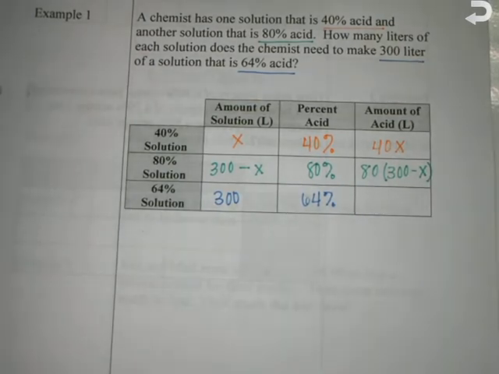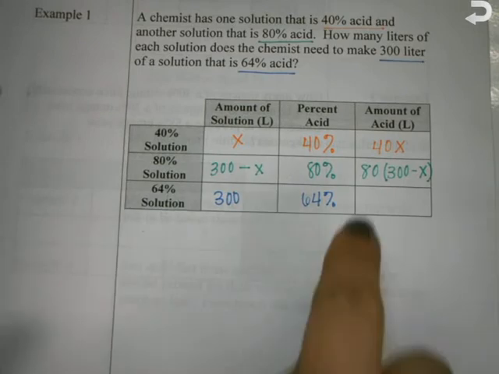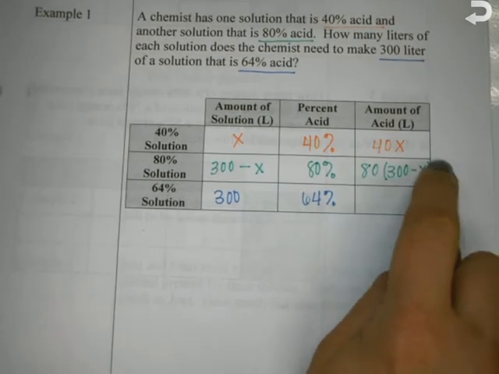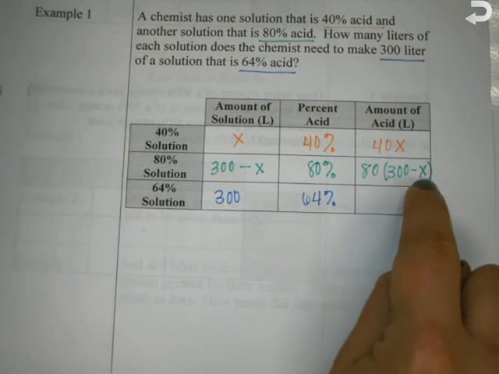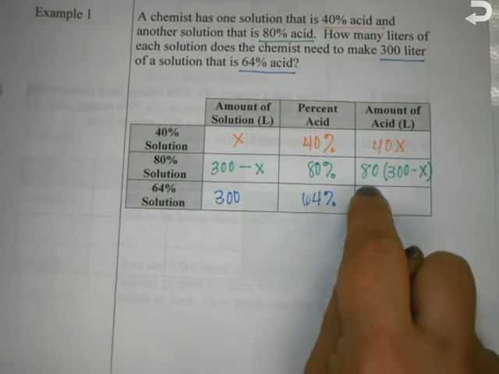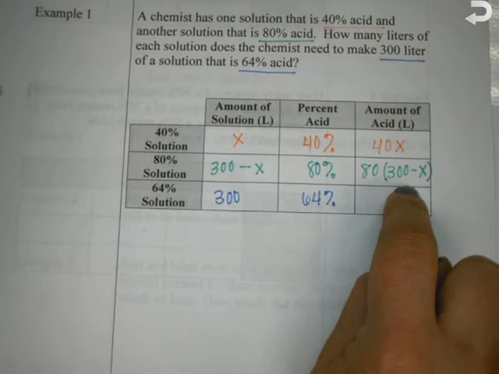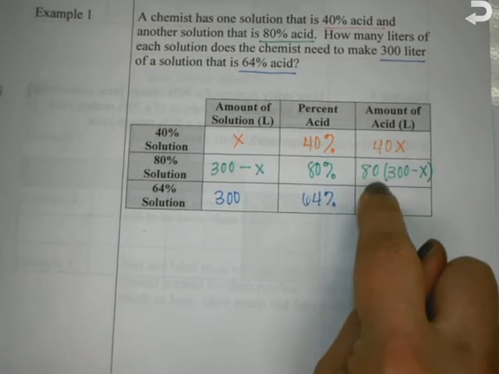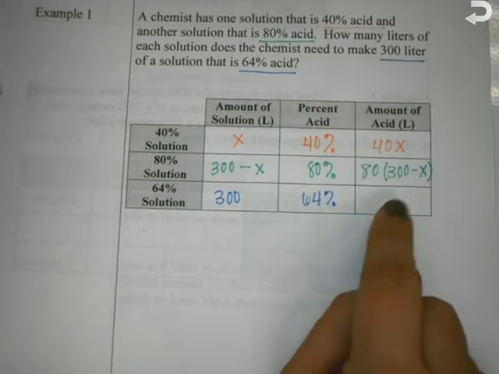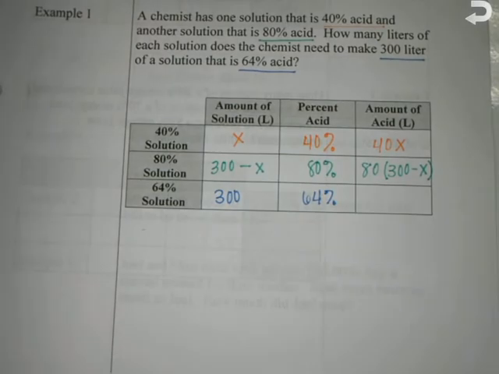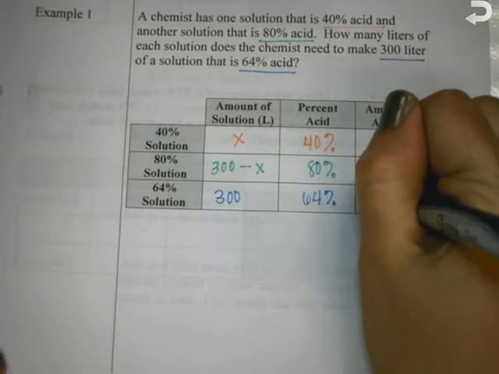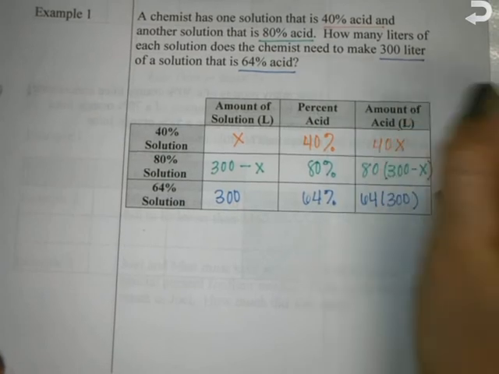Okay, the amount in the 80% solution is 300 minus X. So we have to multiply 80% by that amount. So you're multiplying the percentage by the amount. What would this one be? 64 times 300. So, my whole chart is filled out.